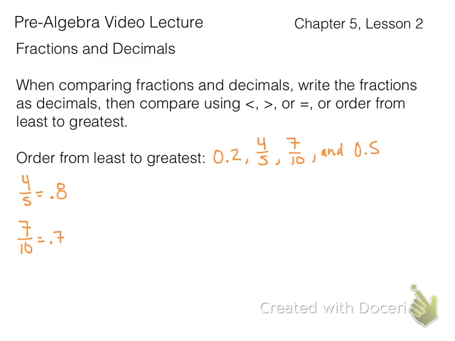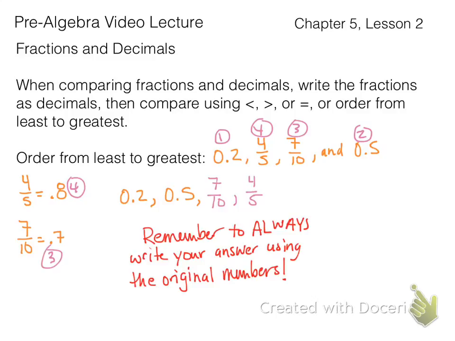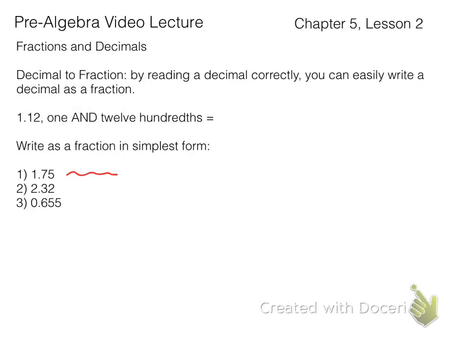0.2 comes first, 0.5 comes second, 0.7, which is also known as 7/10, comes third, and 4/5 comes fourth because that's 0.8. There you go, and always remember to write your answers using the original numbers. Yep, okay. All right, let's turn some decimals into fractions.